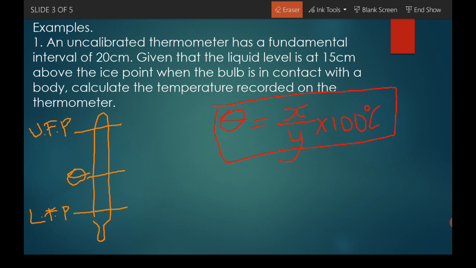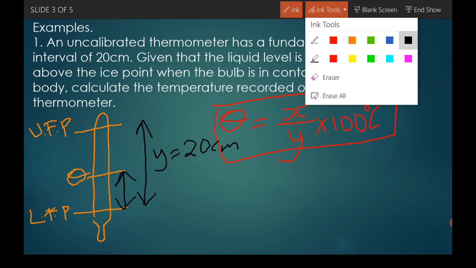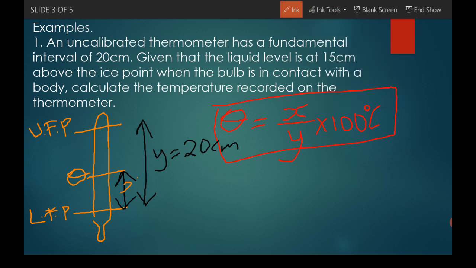In the question, they are saying that an uncalibrated thermometer has a fundamental interval. Remember the definition of a fundamental interval. It's the distance between the lower fixed point and the upper fixed point. So the distance here, which we are calling y, is equal to 20 centimeters. Given that the liquid level is 15 centimeters above the ice point, this distance x, let me use a different color here, that distance is equal to 15 centimeters. So calculate the temperature of the body.